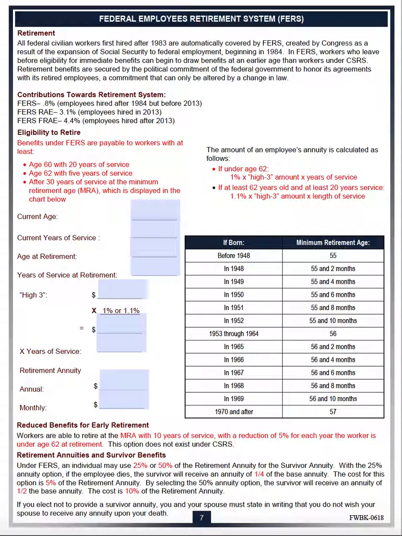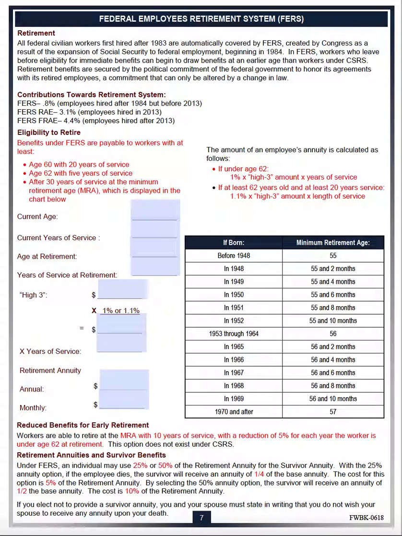Walk them through the calculation, utilizing their current information that you got from them: current age, years of service, age at retirement, years of service at retirement, and then walking them through that calculation, which is the high 3 times 1 or 1.1%. You can see the requirements up there towards the top right in red. Multiply that by their years of service. You get an annual amount, divide that by 12.